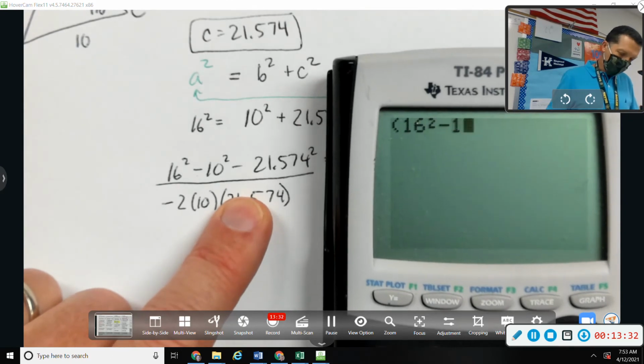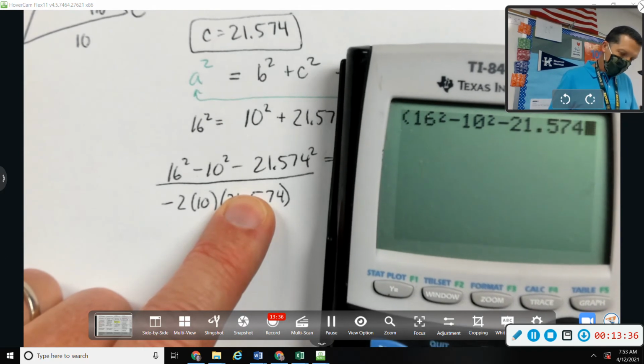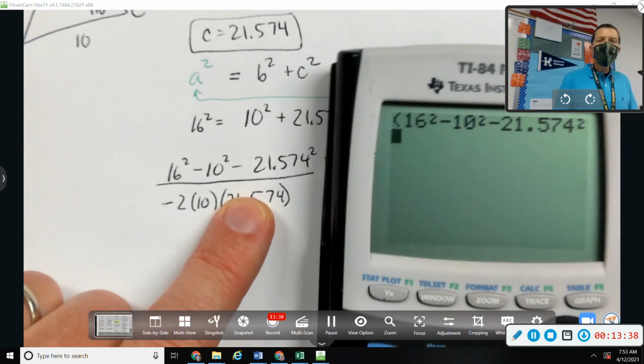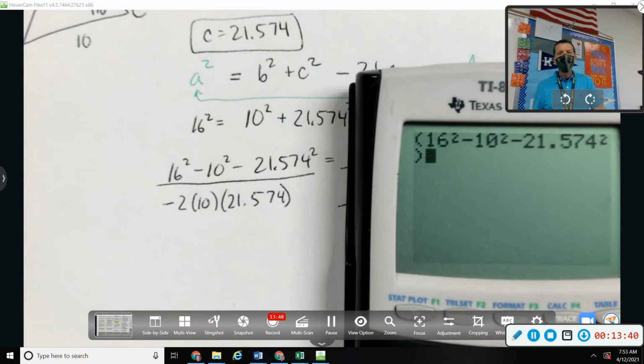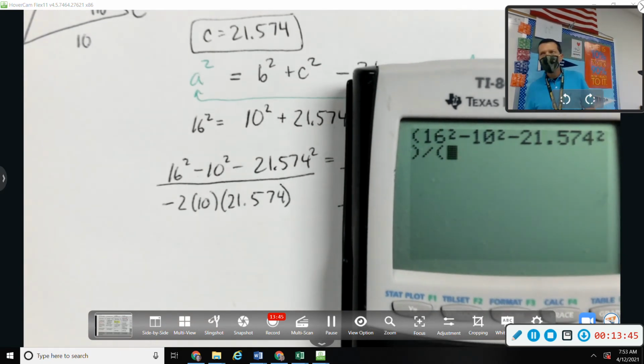Just be careful with parentheses. 16 squared minus 10 squared minus 21.574 squared. Close parentheses to get it all in the top. Divided by open parentheses to get it all in the bottom. Or if you're borrowing one of my calculators, the fraction bar means you don't have to worry about it.